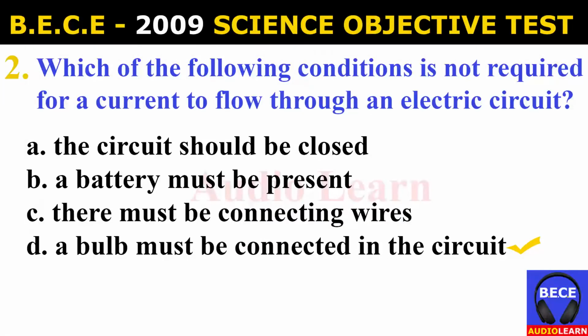Number 2. Which of the following conditions is not required for a current to flow through an electric circuit? A. The circuit should be closed. B. A battery must be present. C. There must be connecting wires. D. A bulb must be connected in the circuit. And the answer is D. A bulb must be connected in the circuit.